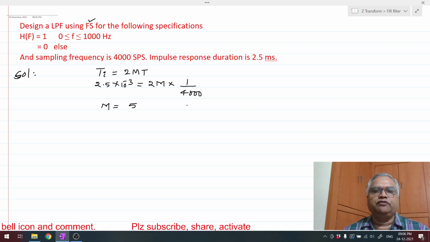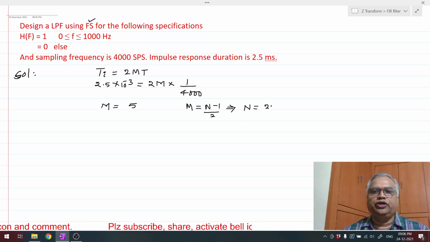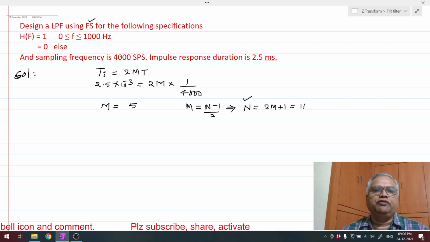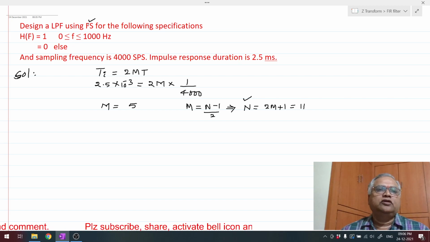When m is 5, what is the m formula? m equal to (n minus 1) by 2. So solve for n, you will get 2m plus 1, which is 11. So n is 11. Filter order is 11. So we find it with the help of this. And we have to design a low pass filter using Fourier series.